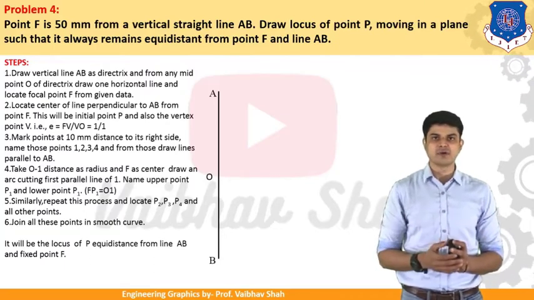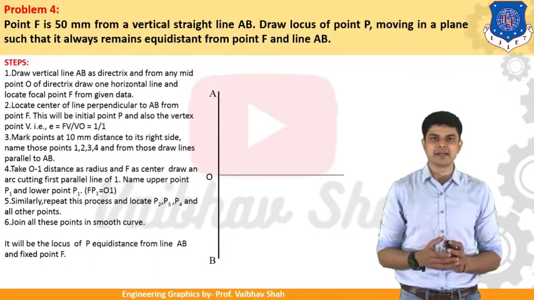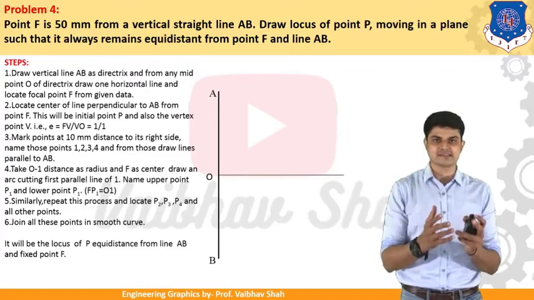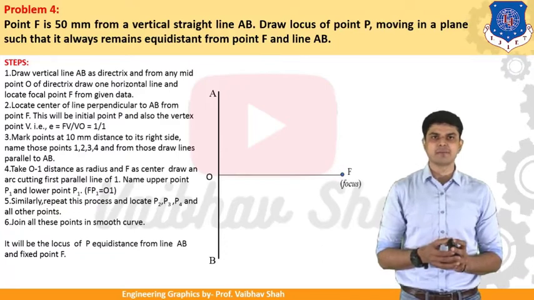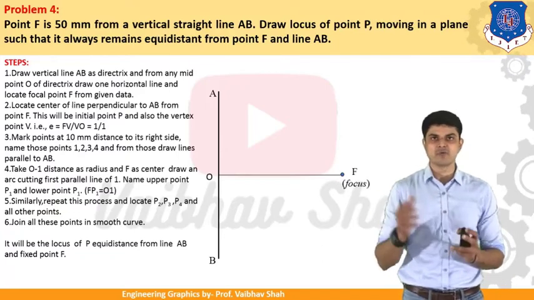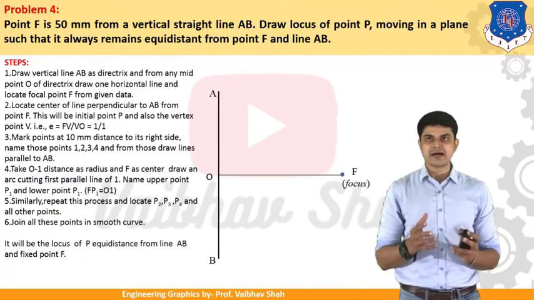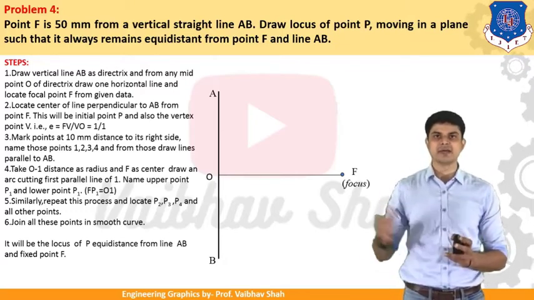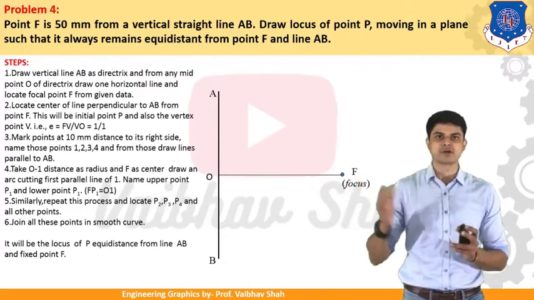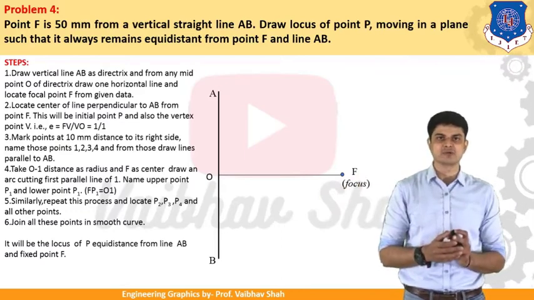Then you should draw one horizontal line from any arbitrary point, and you should call this line your axis. On this axis line, you should define your focal point like this. So this is your focal point. Now focal point F is 50 mm away from your vertical straight line. So we have taken a 50 mm distance in order to find the focal point F.